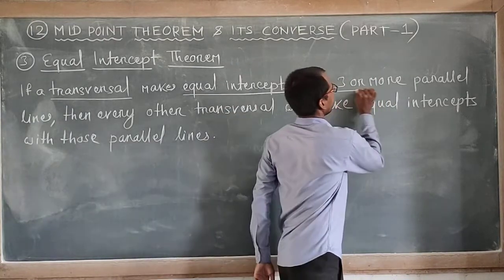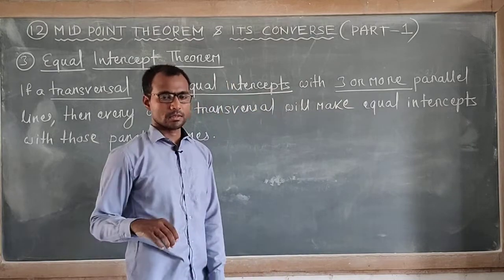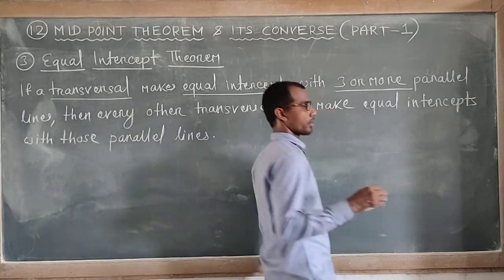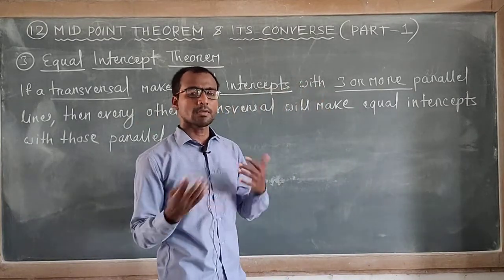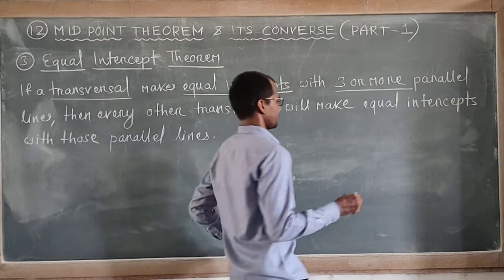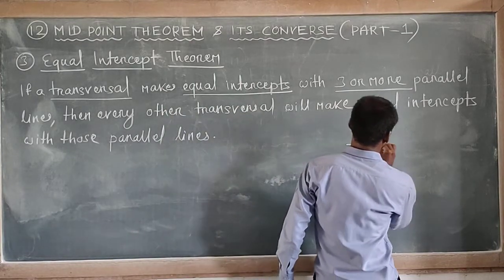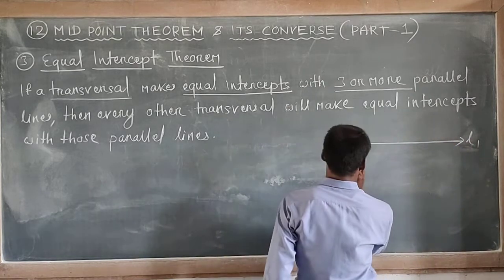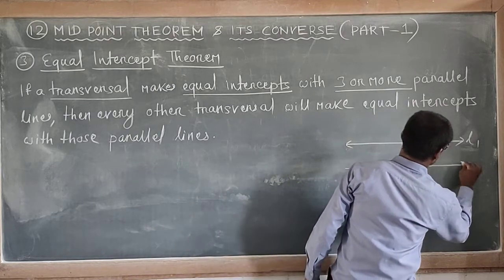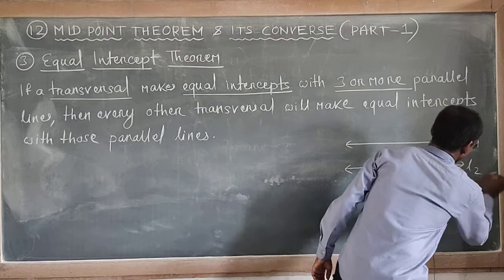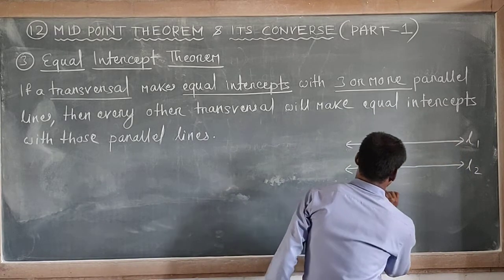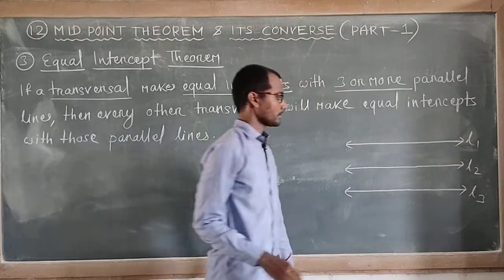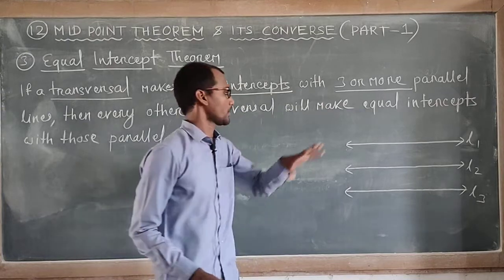Three or more parallel lines. Okay, that means we need at least 3 parallel lines. So let us draw 3 parallel lines. We can draw 10, 12, 20, 30, 40, any number of parallel lines, but we need at least 3. Okay, so I am drawing 3. So this is L1, L2, L3. We can draw more than 3 parallel lines, but I am drawing only 3.